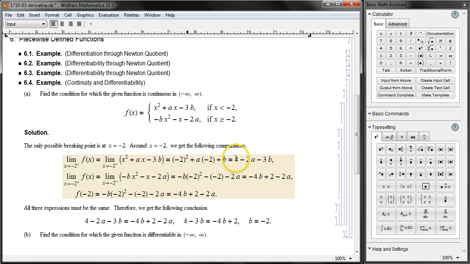Anyway, we have these 2 quantities, this one and that one, and setting those equal, we get this kind of computation. Turns out that minus 2a here and minus 2a there cancel each other out, and we get b equals -2. So the conclusion, this function is continuous if b is -2, otherwise not continuous. That's what we get from this computation and then that computation.